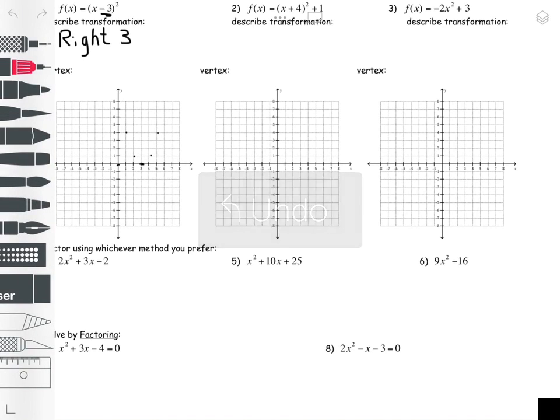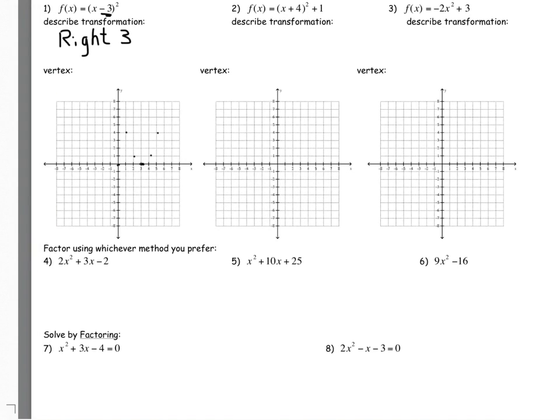Let me redo the graph again. It looks like it's way off. So as I connect the 5 points, you should have something like this, right 3 units. And as you can see, the vertex is being moved right 3 units.